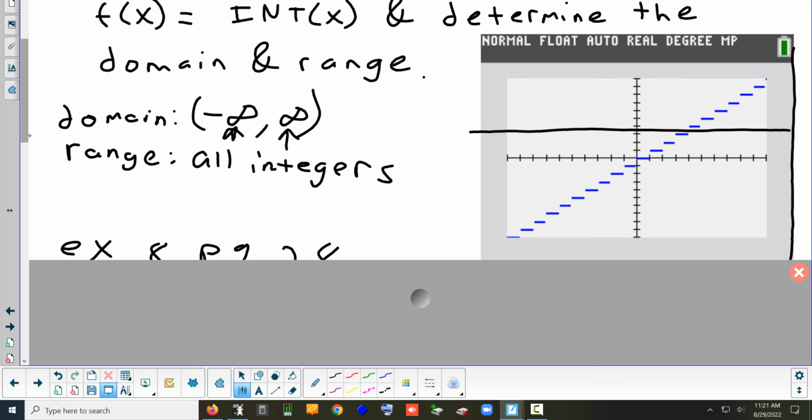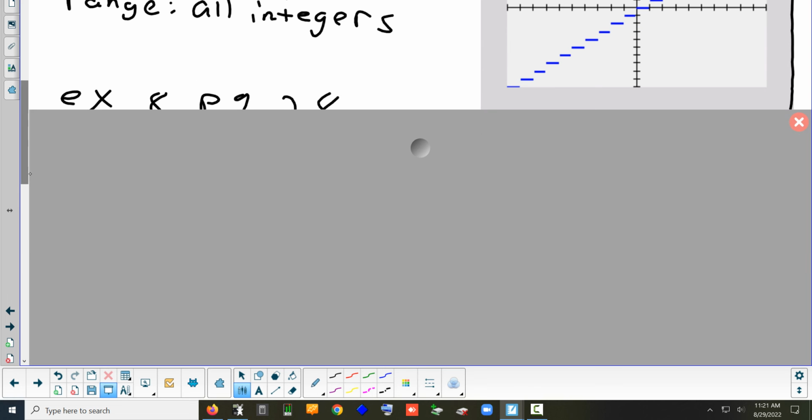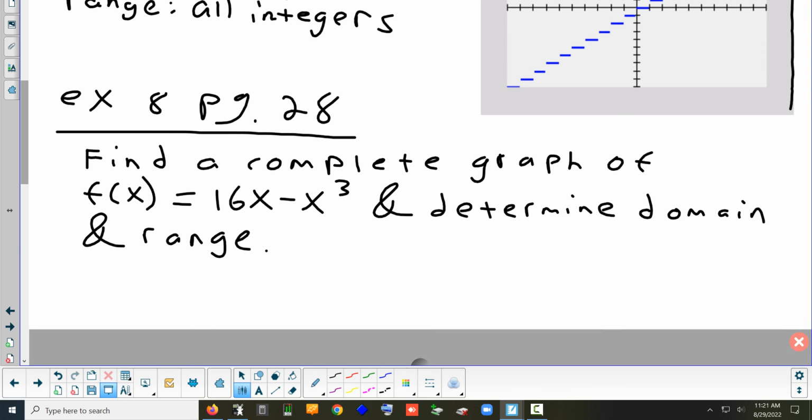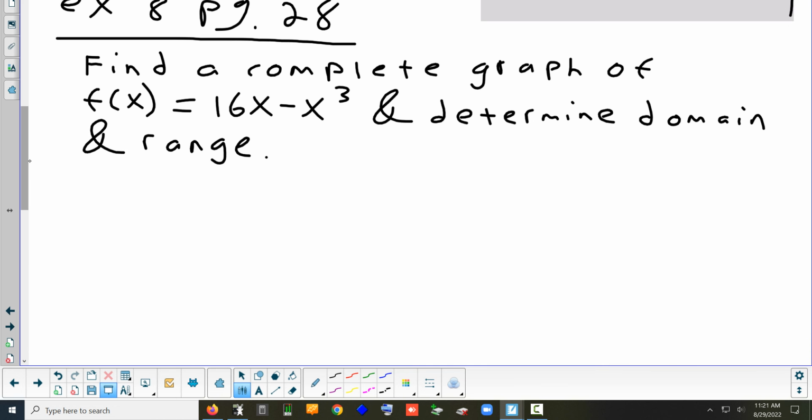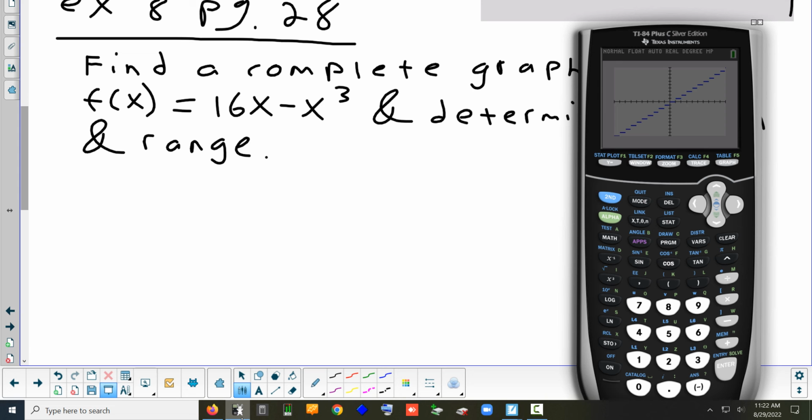Any other questions on that? Okay. Well, I guess we could try this one, just to practice domain and range one more time. So let's type in, I'm going to get rid of the integer function. I'm done with that. 16x minus x cubed. How do you do cubed on that calculator?